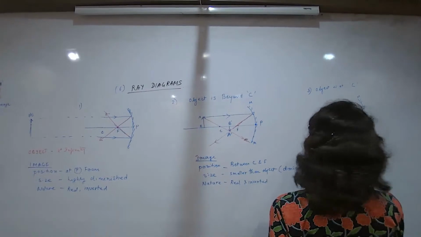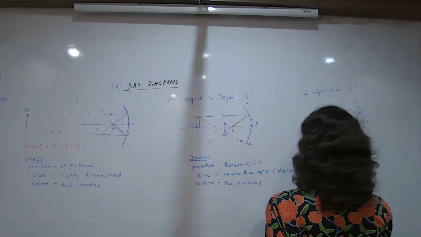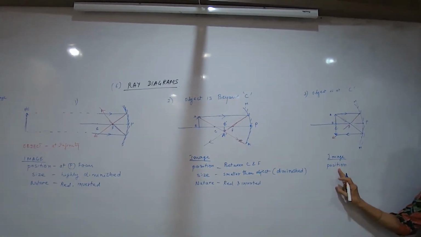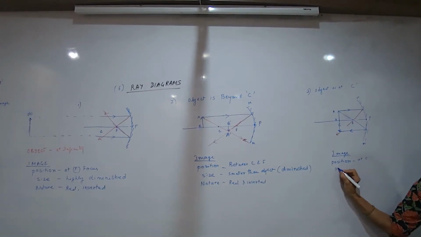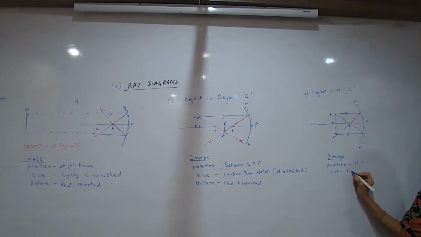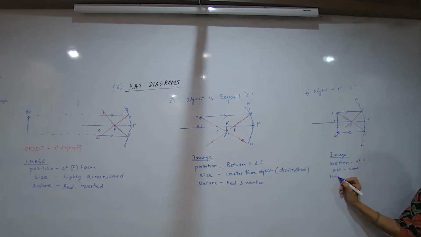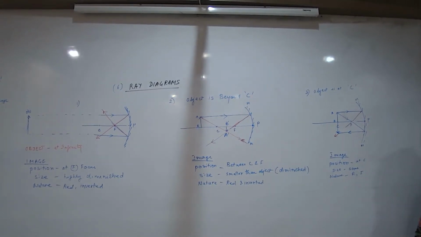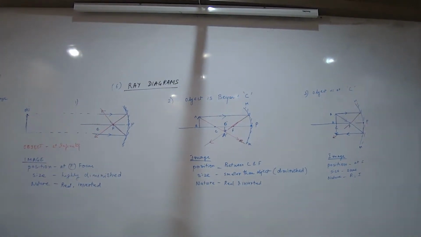And the position will be at... Position, what will you write? Axis. Size? Same size. Same size as that of the object. Last will be nature. It's real and safe.